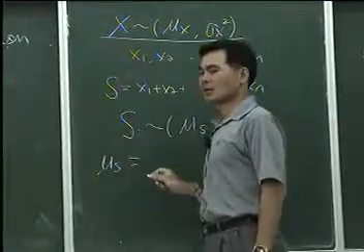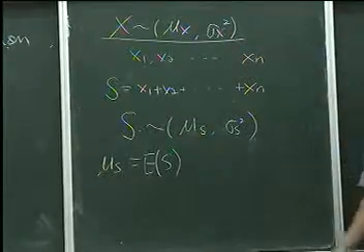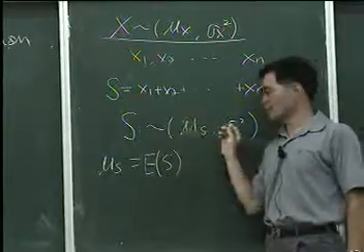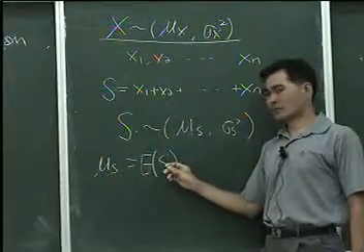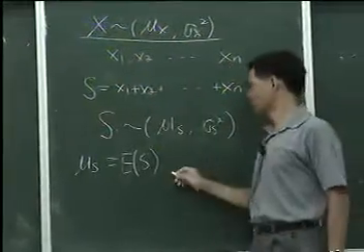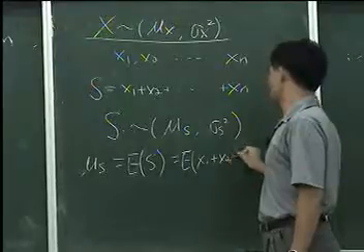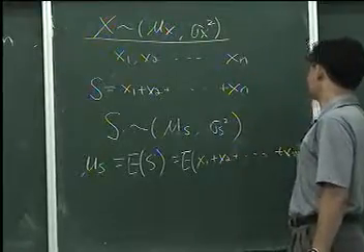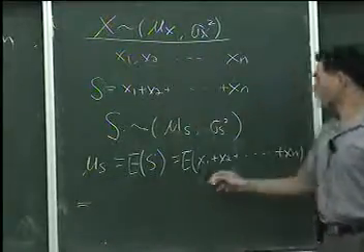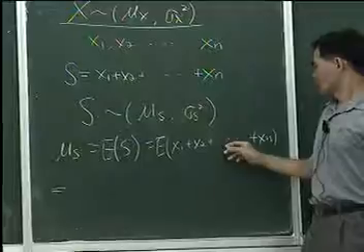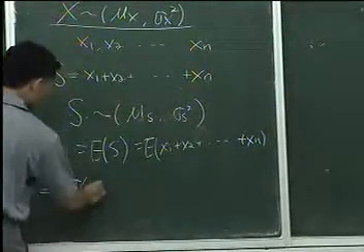Very simple. It is equal to the expectation of S. Because this is the S we are dealing with, mu S must be equal to the expectation of S. And what is S? S is here, so we put all the numbers in: the expectation of x1 plus x2 plus up to xn. As you may know, for whatever we choose, because this is addition, we can separate them out like this.